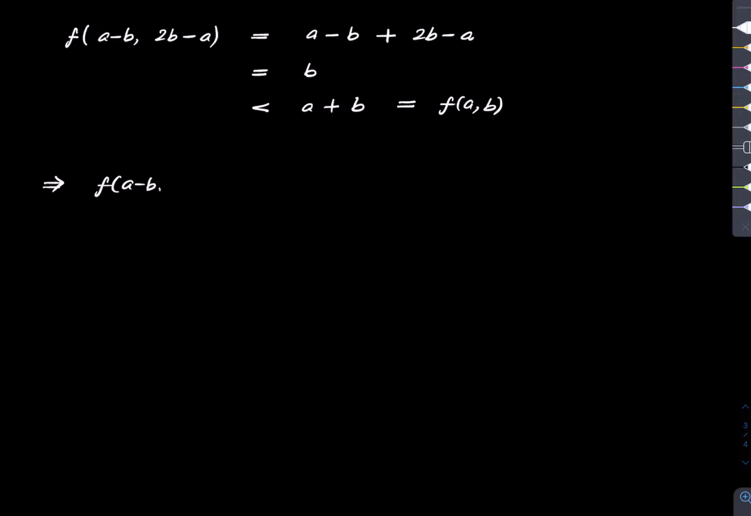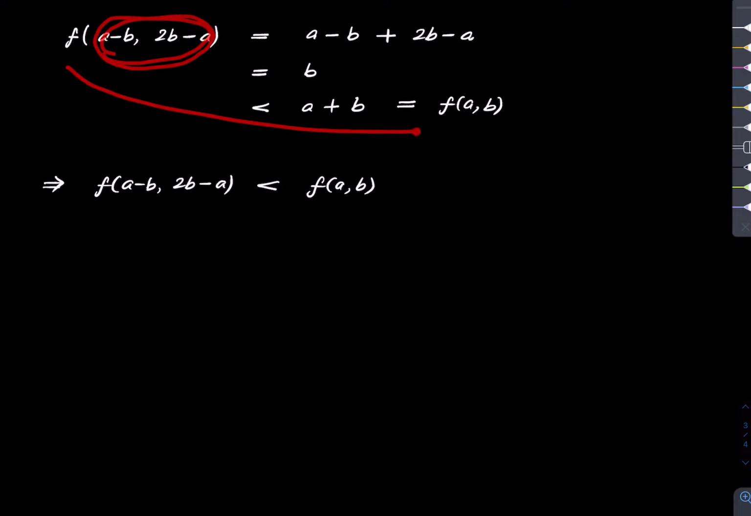But at the same time, f of this pair, A minus B and 2B minus A, what is this? This is, by definition, equal to B, which is less than A plus B, and this is equal to f of A comma B. But that means f of this particular thing, A comma B. Note that this was legitimate only because this was a member of S, right? So it is important to first establish that this is in S, and only then we can write this.